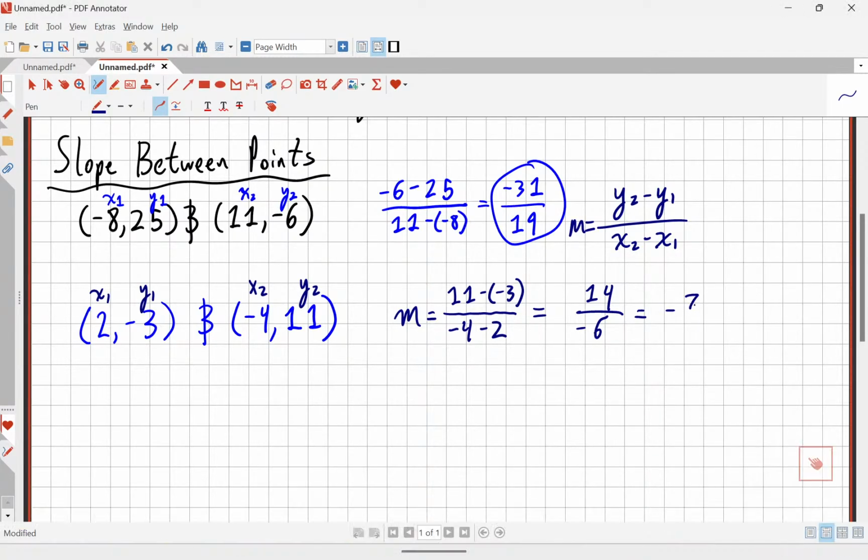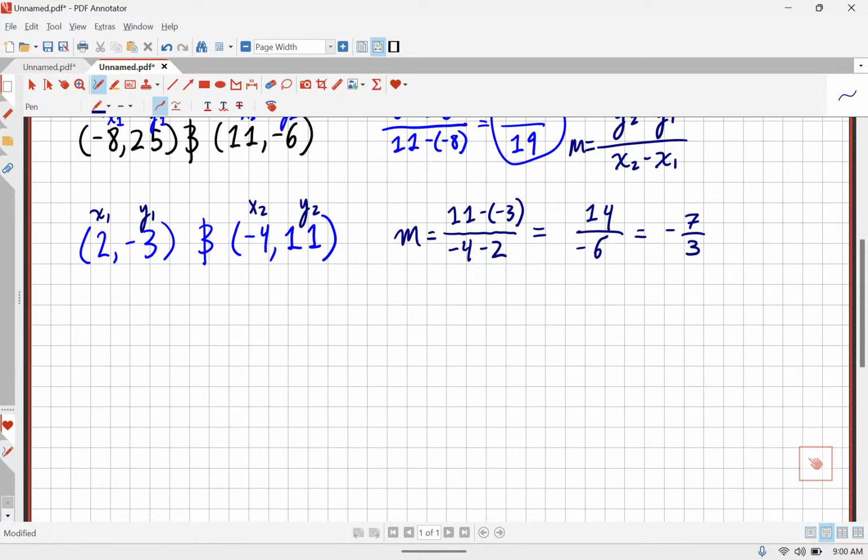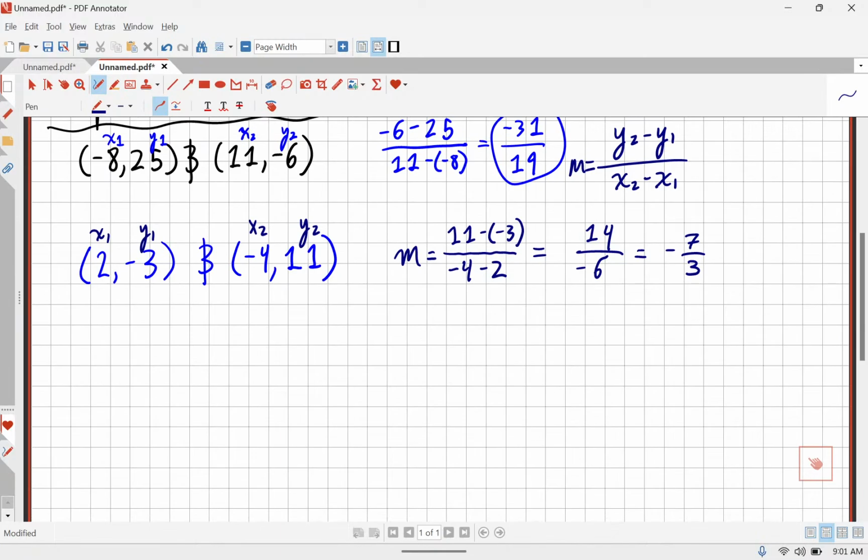-7/3. How many of us got -7/3 or see how we got that and aren't too concerned? Cool. I'm going to show you how I handle these. When I do these, guys, I personally don't use the slope formula. I use what I like to call point stacks. And point stacks work like this. I just put one point underneath the other one.